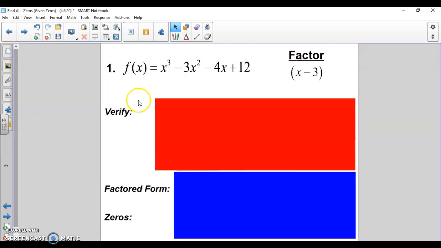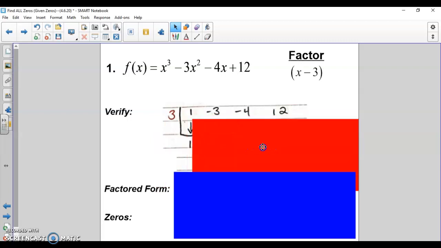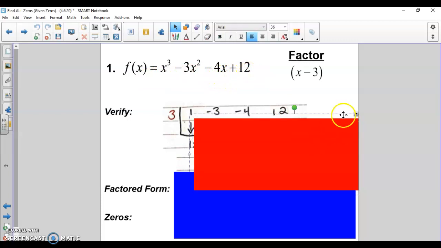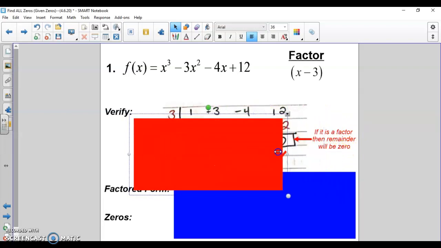First example. Give you a function, just like we started with. I gave you something that we were usually dividing, but I'm telling you it's a factor. So the first thing I want you to do is verify. What that means is I want you to set up synthetic division. Alright, so we're going to set up synthetic division just like that. Put the 3 out front, the opposite sign of the factor, and the leading coefficients of the numbers that you had up here. Now, in my setup, I'm going to add something a little bit different as well.